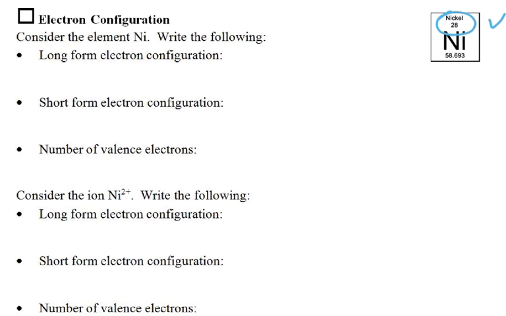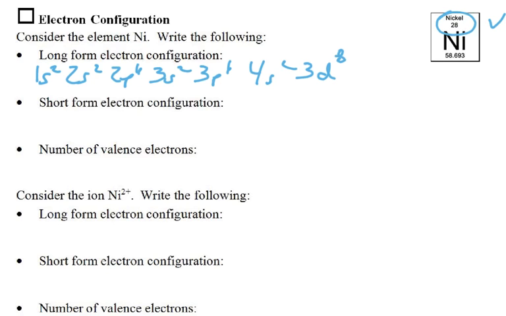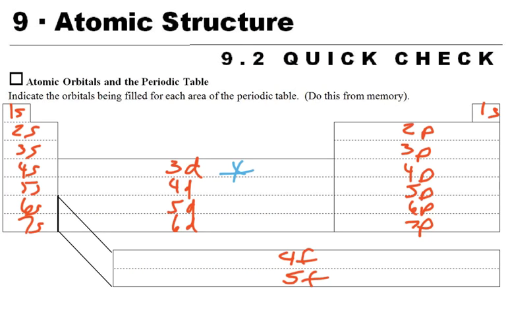Okay, so the long form is 1s2, 2s2, 2p6, 3s2, 3p6, 4s2, 3d. I need to look this up. Now looking on my periodic table, I can see that nickel is way over, so it's going to be 3d8. Again, nickel will be a little over here, so I go 1, 2, 3, 4, 5, 6, 7, 8. And then there are 2 more elements after that.